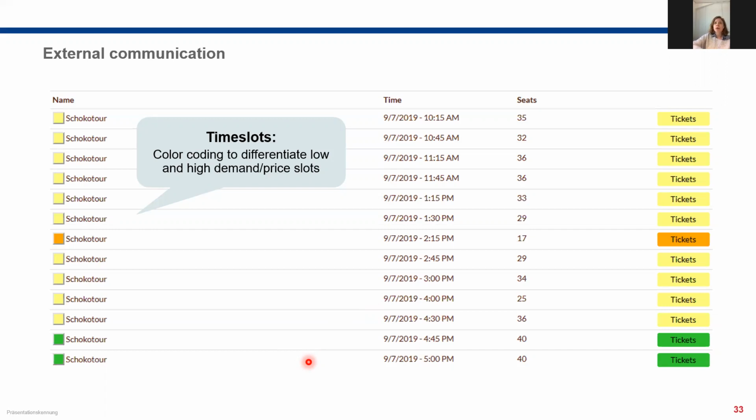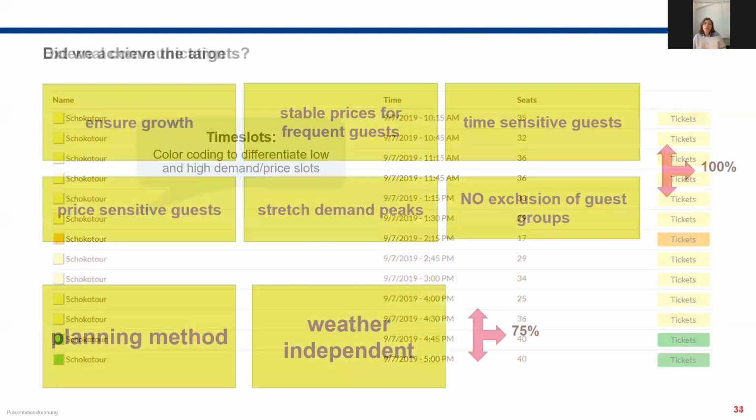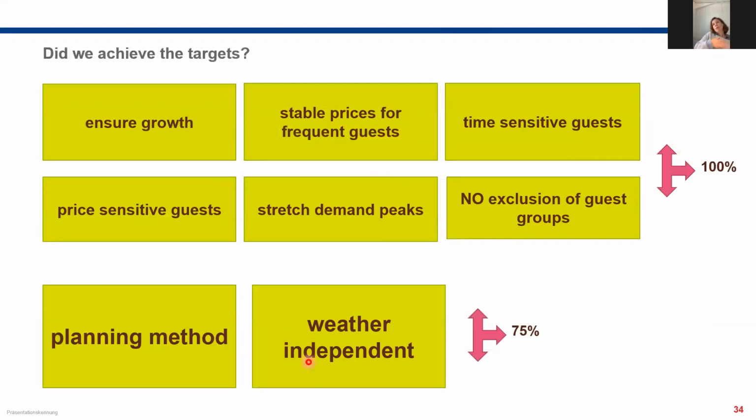So yeah, what did we achieve with those flexible prices? I can say that we ensured growth. We have 220,000 guests this year. We have stable prices. We make our time and price sensitive guests happy. We stretched demand peaks, and we did not exclude guest groups. So I can say that those targets are fully achieved.